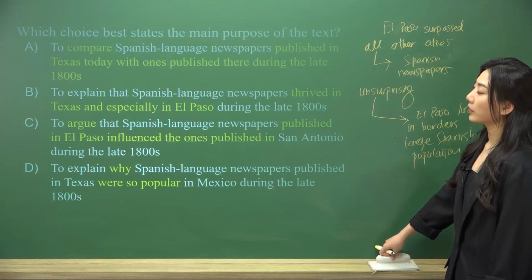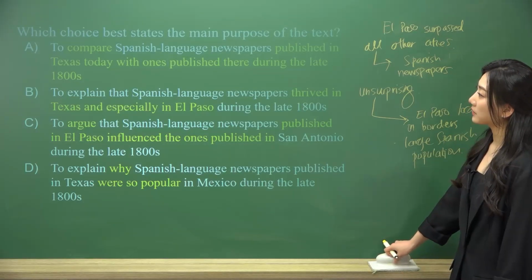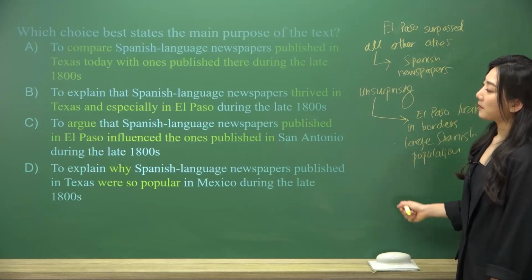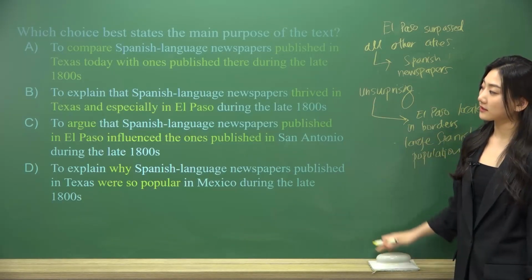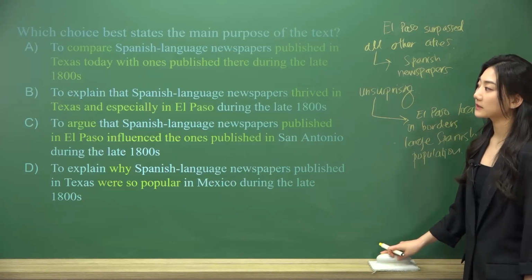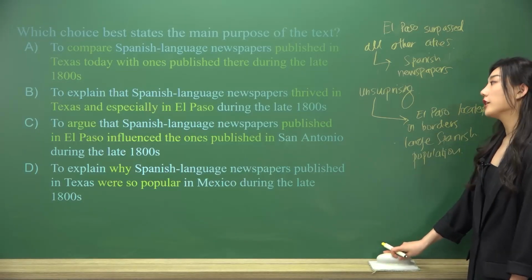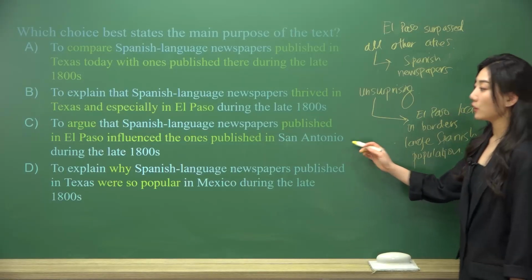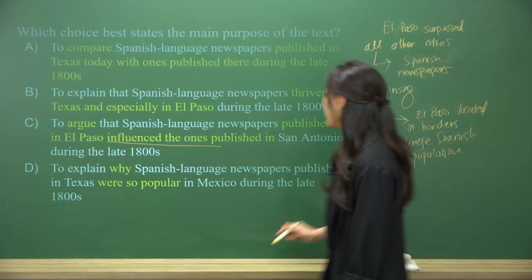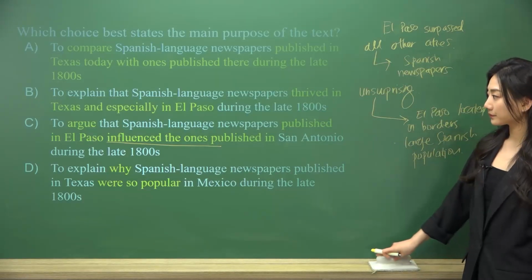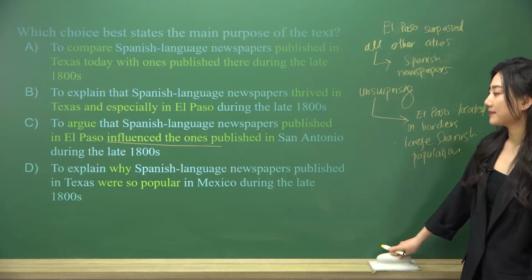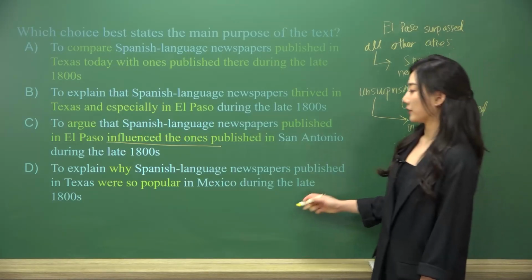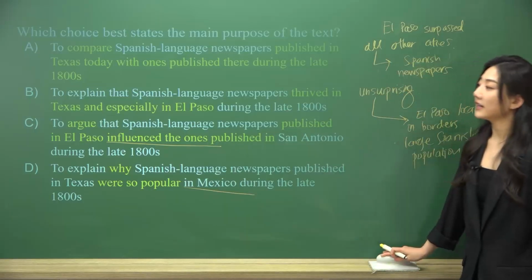For A, we're going to look for compare Spanish language newspapers published in Texas today with the ones published there during the late 1800s. B, it's going to be to explain that they thrived in Texas and especially in El Paso. C, to argue that Spanish language newspapers published in El Paso influenced the ones published later. Do we know that it was the one influencing the ones that were published later on? And D, to explain why Spanish language newspapers published in Texas were so popular. Can we know that they were popular in Mexico during the late 1800s?